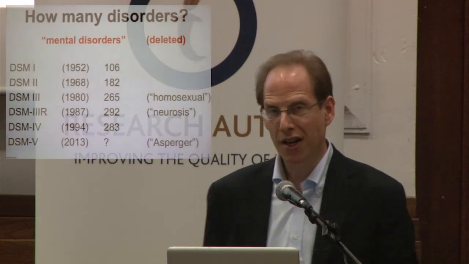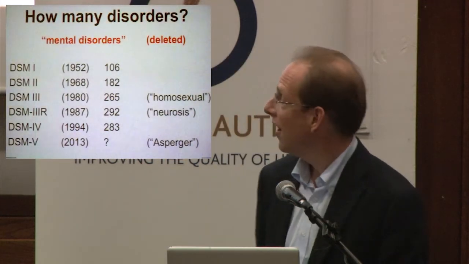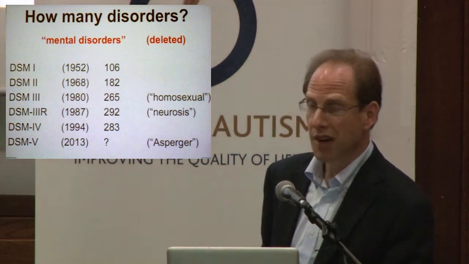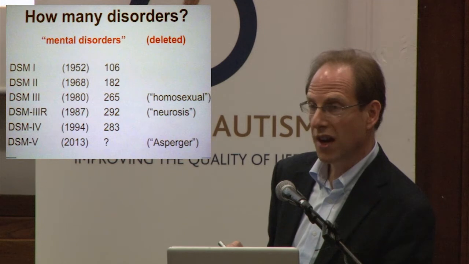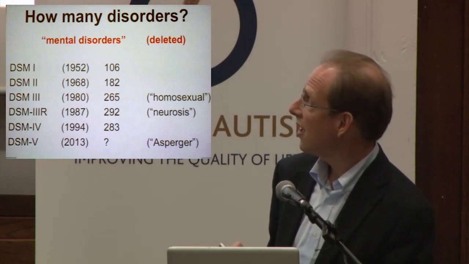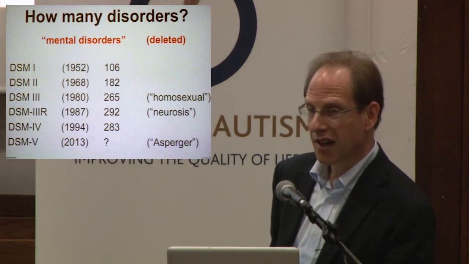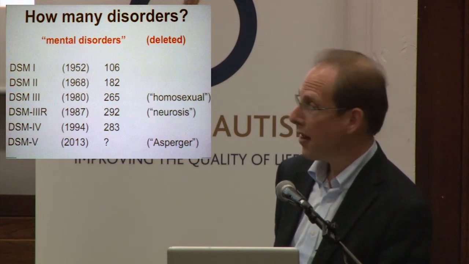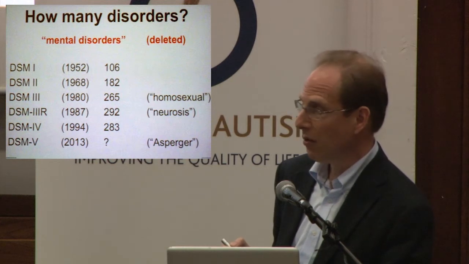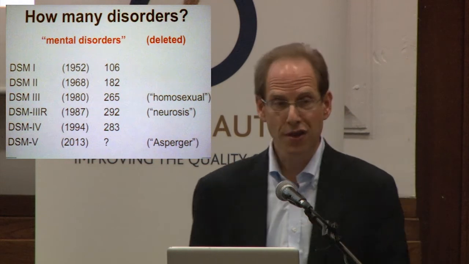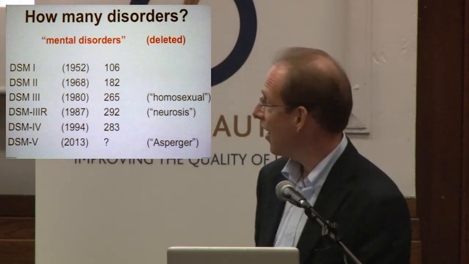If you look at how many disorders were in each edition, back in DSM-1, the first edition, 1952, it recognized there were 106 ways that your mind could be disordered. If you go through the various editions, it's been growing year on year, so they're adding more and more disorders. By the time we got to DSM-4, which is the version we use at the moment, there are 3 times as many disorders as there were back in the 1950s. In other words, they keep inventing new disorders that we can be diagnosed with.